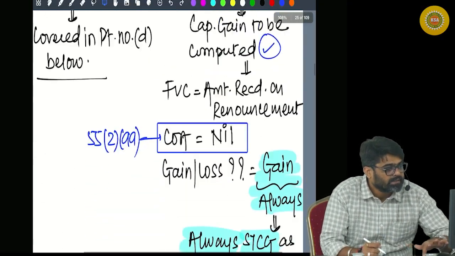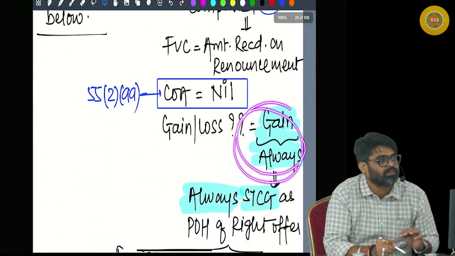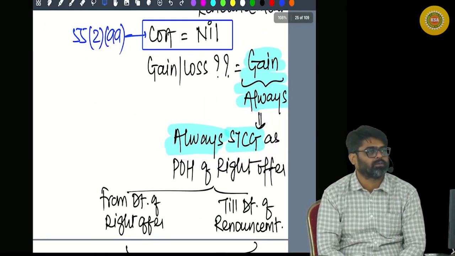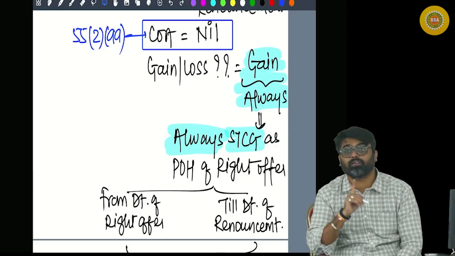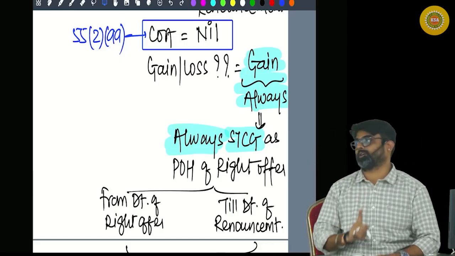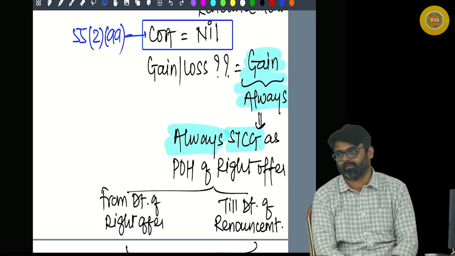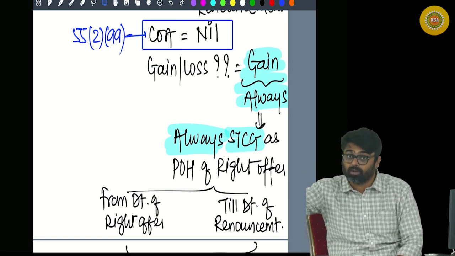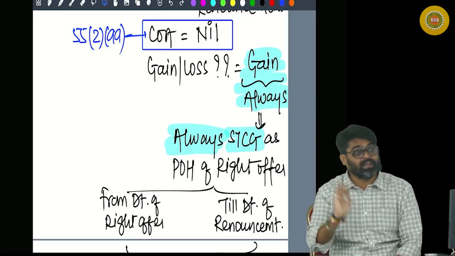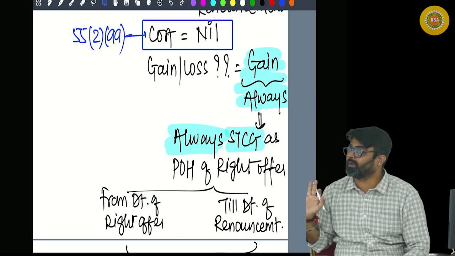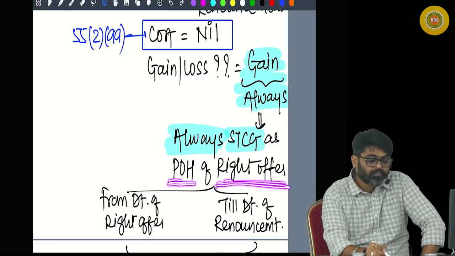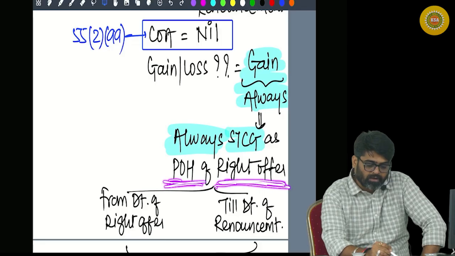Hence, there will always be a gain, and that gain will always be short term. There cannot be a long term gain here. And there cannot be a loss also here. Always gain, and always that gain short term. Will you remember this? Hello? Tell me. So what is the period of holding of a right offer?